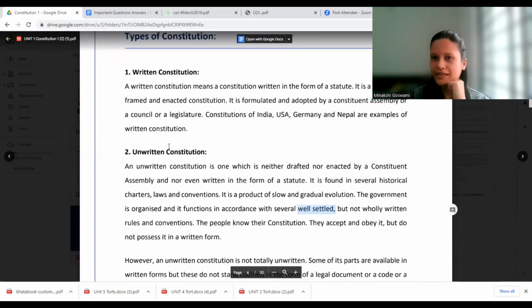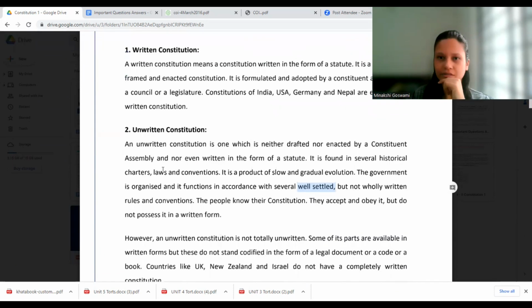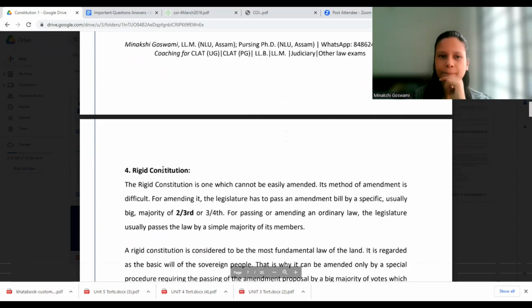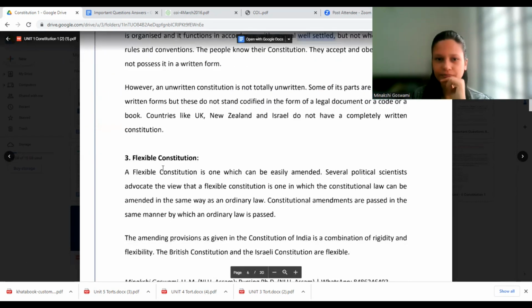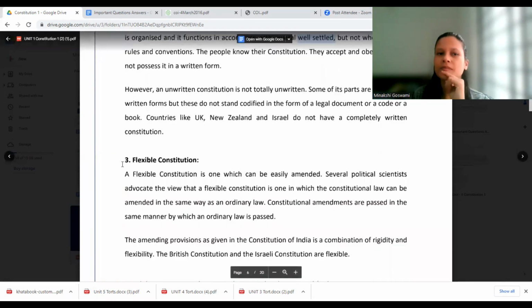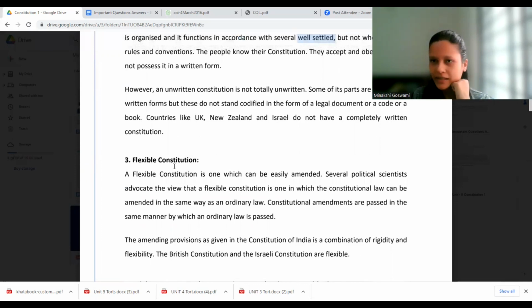Okay, so this is the first step, written and unwritten constitution. Second one is flexible and rigid constitution. So what is flexible? In what reference are we saying it as flexible and rigid? We are talking in terms of amendments.